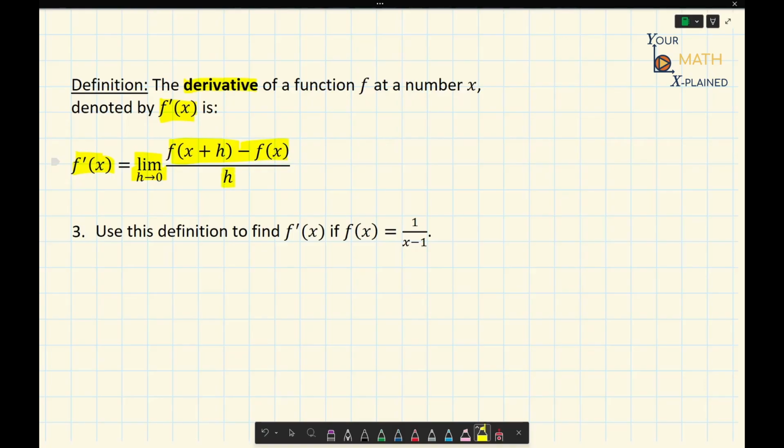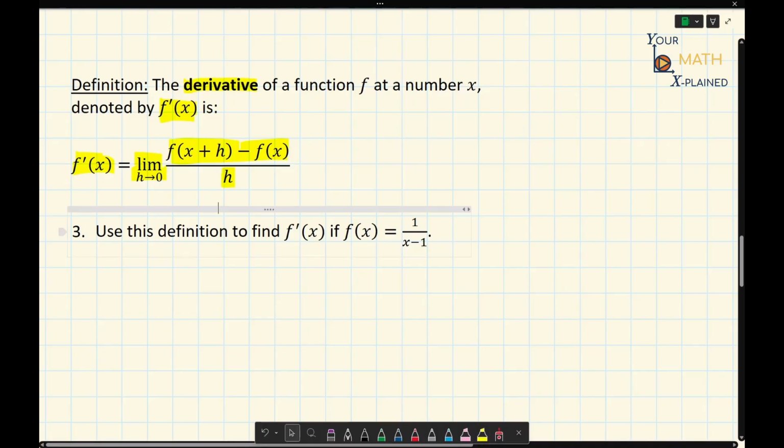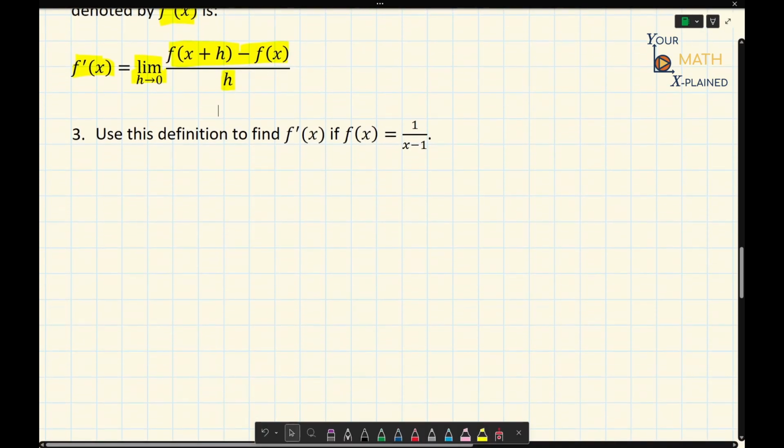So notice how this is very similar to that second formula that we wrote down. The only difference here is instead of a particular value for x, which we have called a before, we're now just using x. So let's take a look at how to use this definition to find f prime of x if f of x is equal to 1 over (x minus 1).